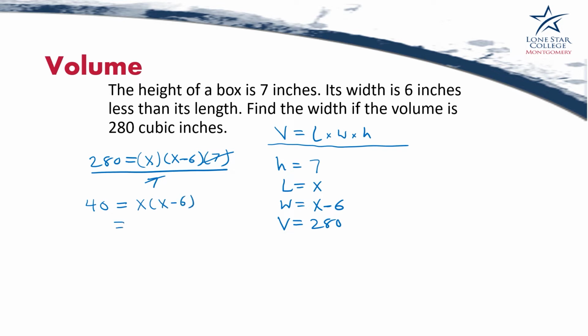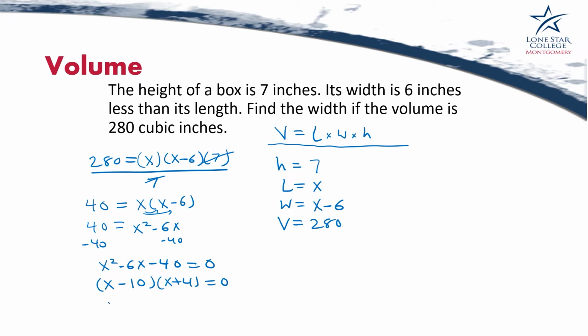Now if we distribute, x squared minus 6x equals 40. Now we're dealing with another quadratic. Bring everything over to one side. Subtract 40, subtract 40. So x squared minus 6x minus 40 is equal to 0. Now we can factor. Think of two numbers that multiply to get you negative 40, but add to get you negative 6. So we have x minus 10 and x plus 4. Set them separately equal to 0.